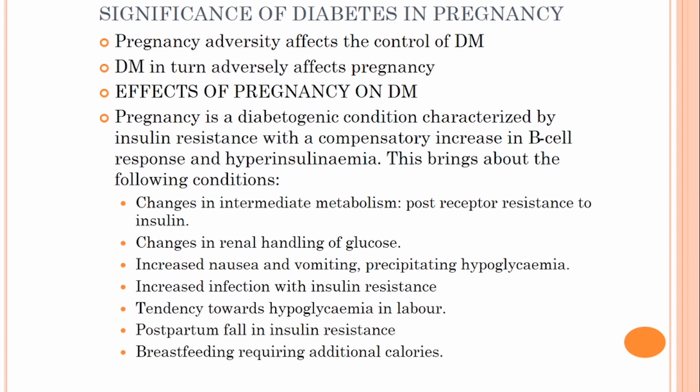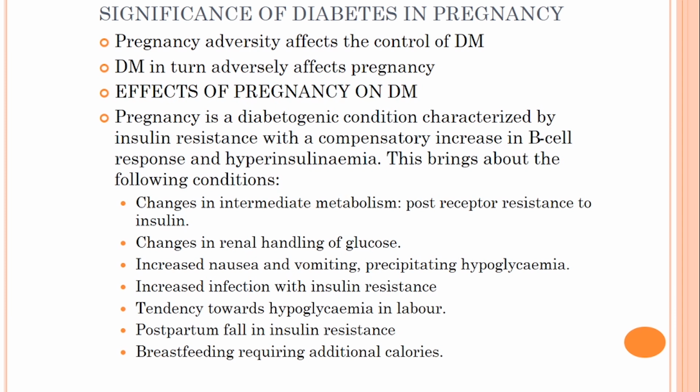So, what is the significance of diabetes in pregnancy? Why is it important? Number one, pregnancy adversely affects the control of diabetes mellitus. And number two, diabetes in turn adversely affects pregnancy. I repeat, the significance of diabetes in pregnancy is twofold.